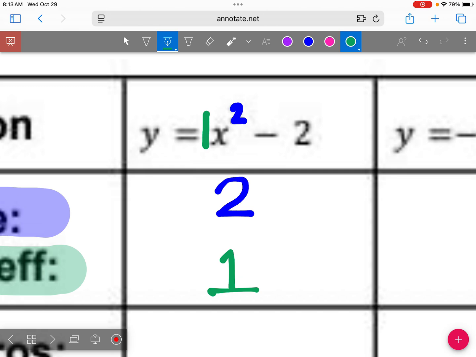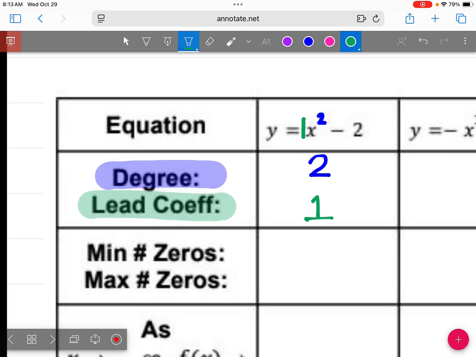So what are the maximum number of zeros we could have for this function? What's our maximum number of roots? 2. Our degree will tell us every time the most solutions we can have. So this could have 2 real roots.